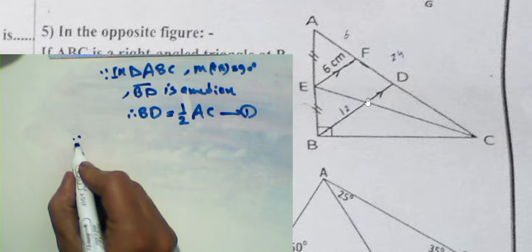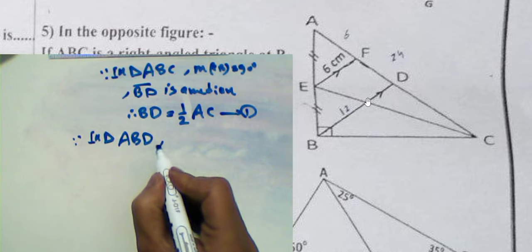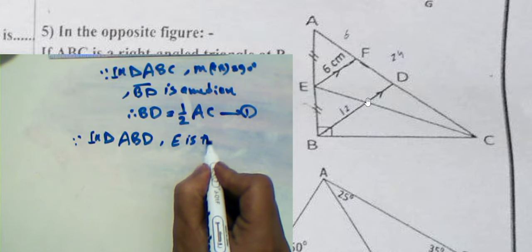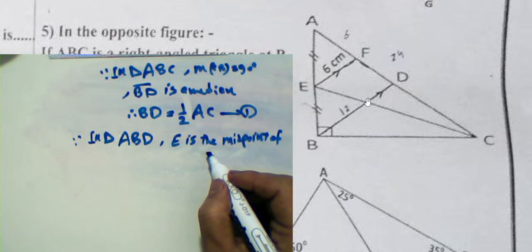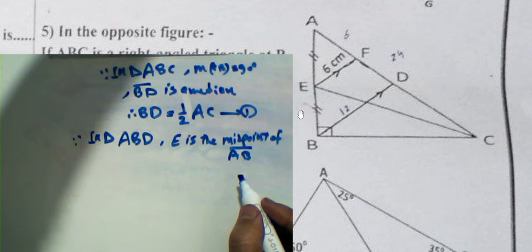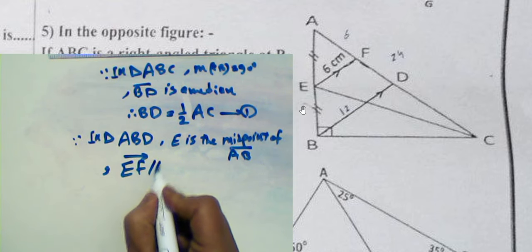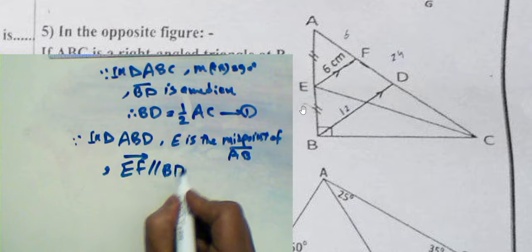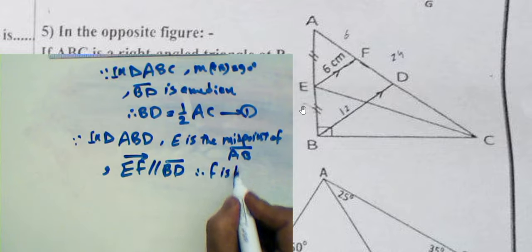Next, I will work now with the small triangle, this triangle ABD. Look with me. In triangle ABD, we have E is the midpoint of AB. Okay, E is the midpoint of AB. Also, EF is parallel to BD. They are parallel. Okay, then F is the midpoint.